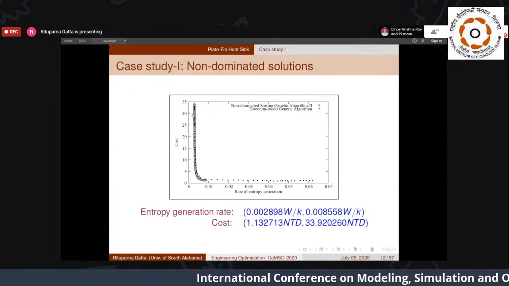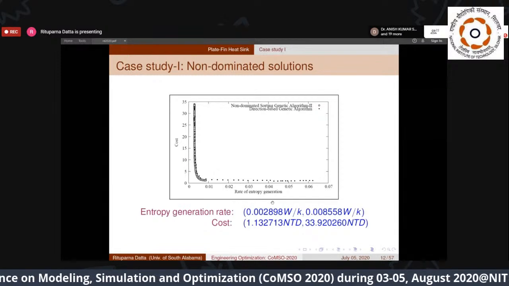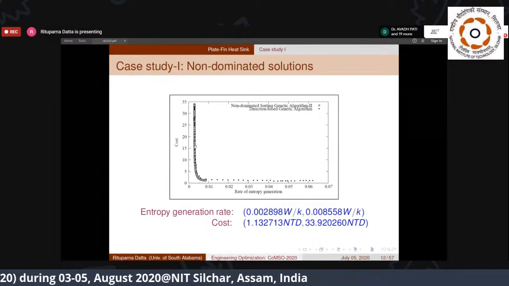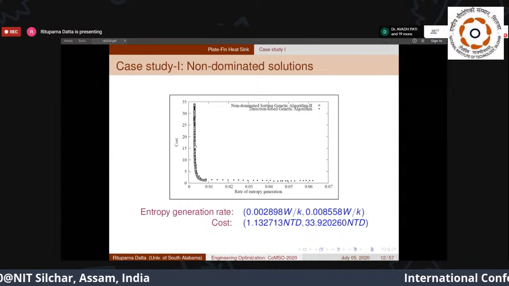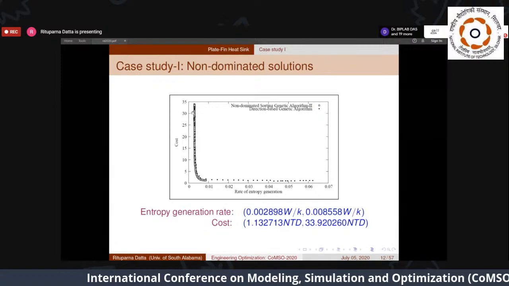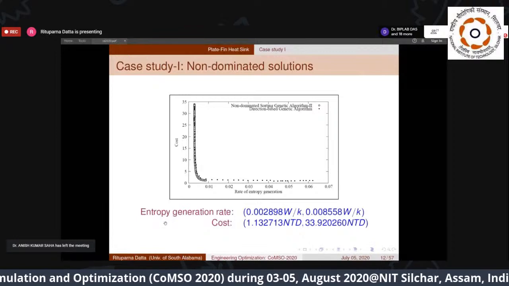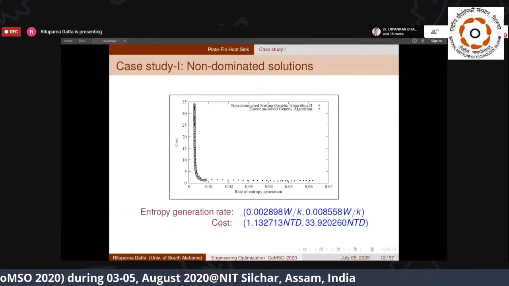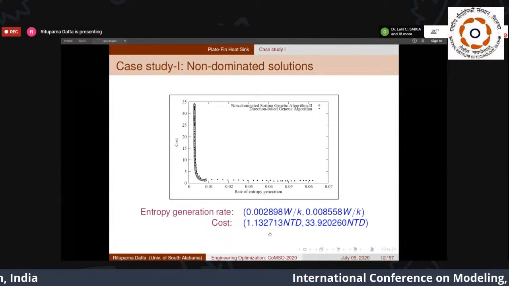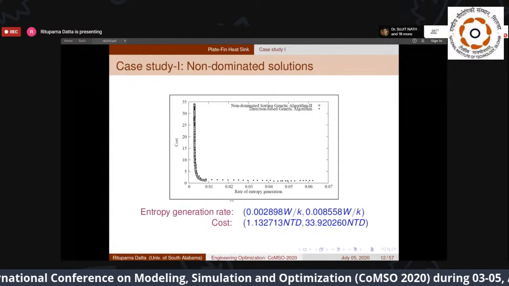So here we have used two different approaches to find the non-dominated solutions between rate of entropy generation and cost. So here I have many solutions from which the decision maker can choose which solution he or she wants. But it is also a critical task for the decision maker how to make decisions out of all these solutions. So to make it easier, first we have identified the minimum and maximum entropy generation rate and the minimum and maximum cost. But then also it is not that clear.